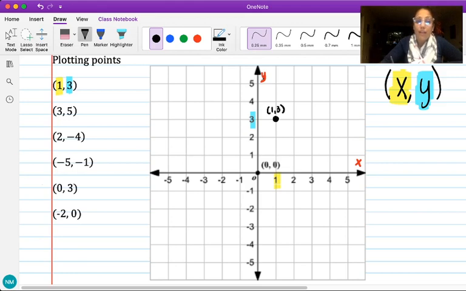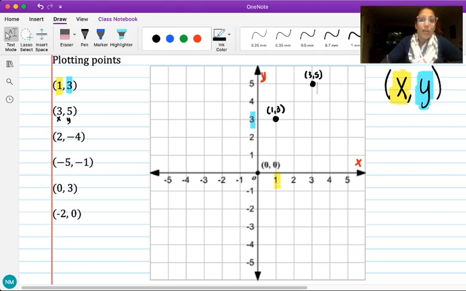Let's try (3, 5). So again, this is x and this is y. So x is 3. I go 3 to the right, 1, 2, 3. And I go up 5. 1, 2, 3, 4, 5. This is (3, 5).